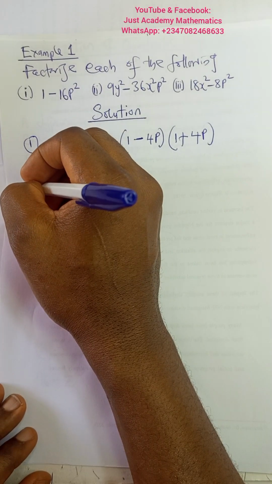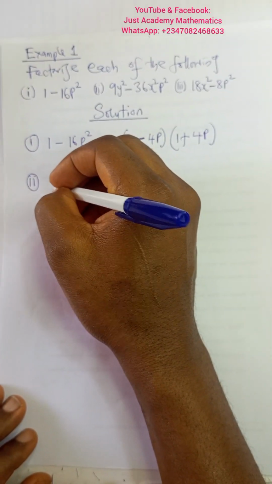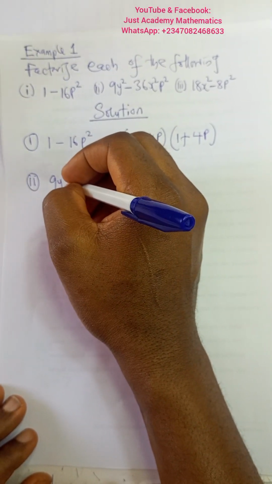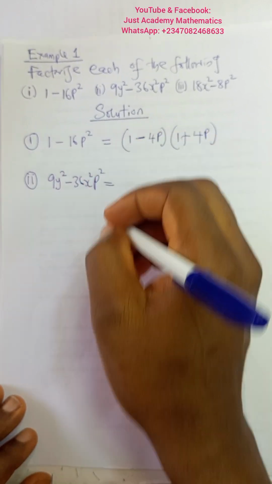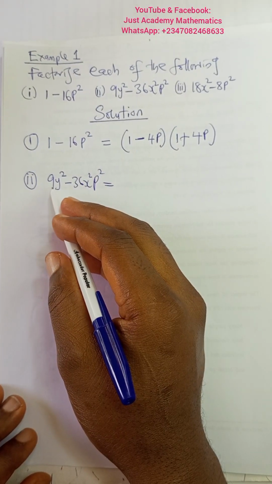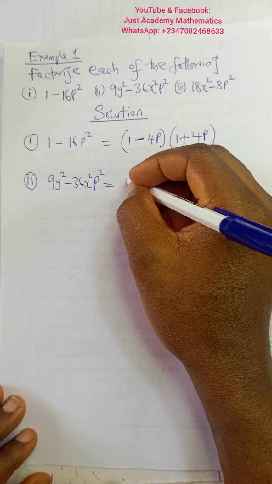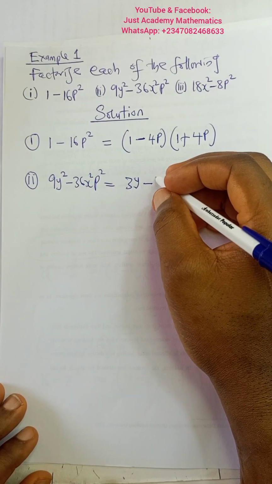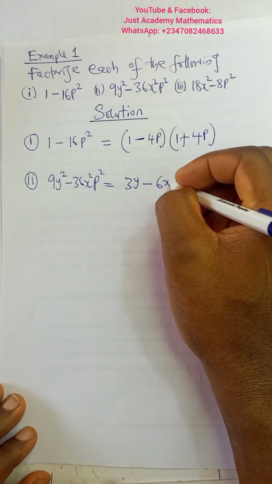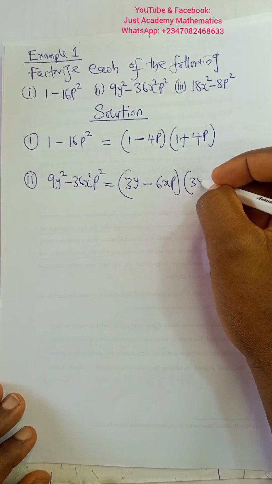The same thing we can simplify or factorize the second one, which says 9y squared minus 36x squared p squared. The same thing. What is this? The square root of 9y squared is 3y. Then the other side, the square root of 36x squared p squared is 6xp. So you double the same bracket using what now? Using plus.